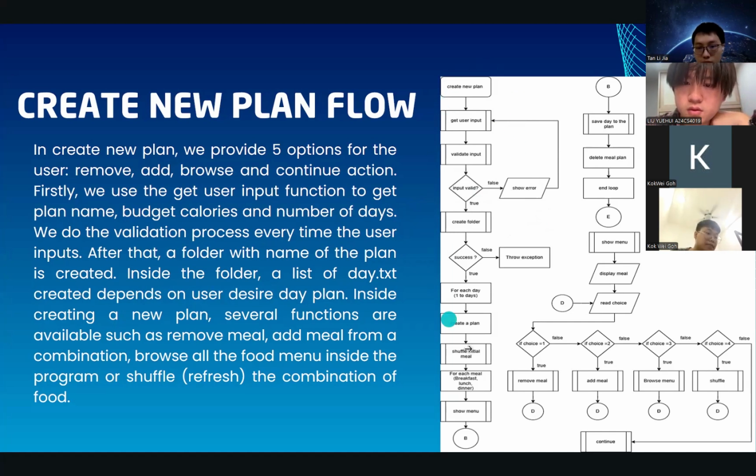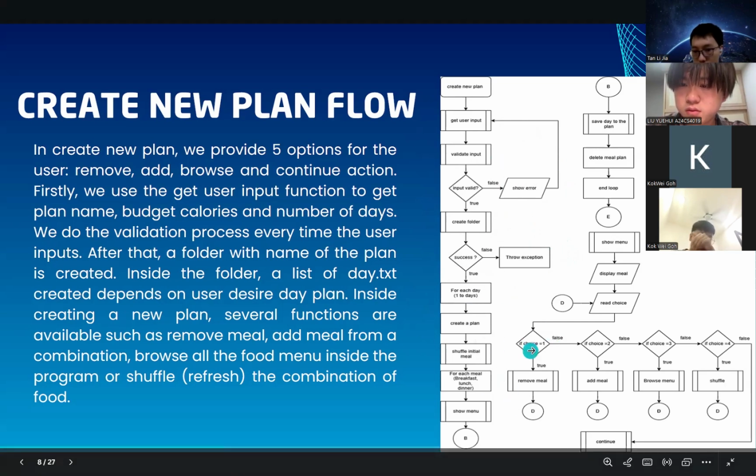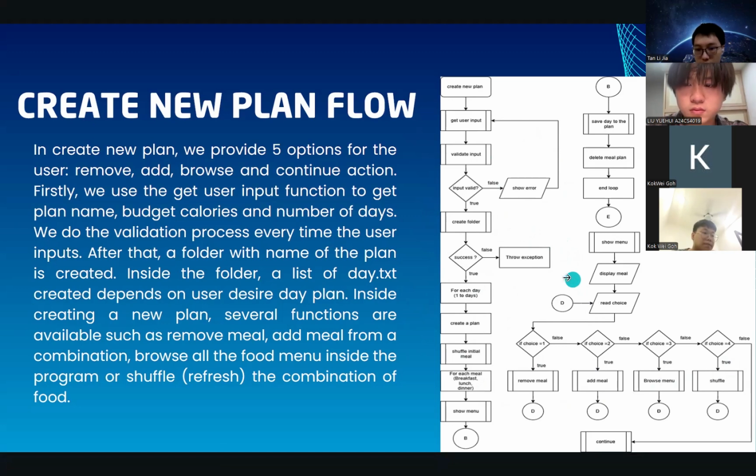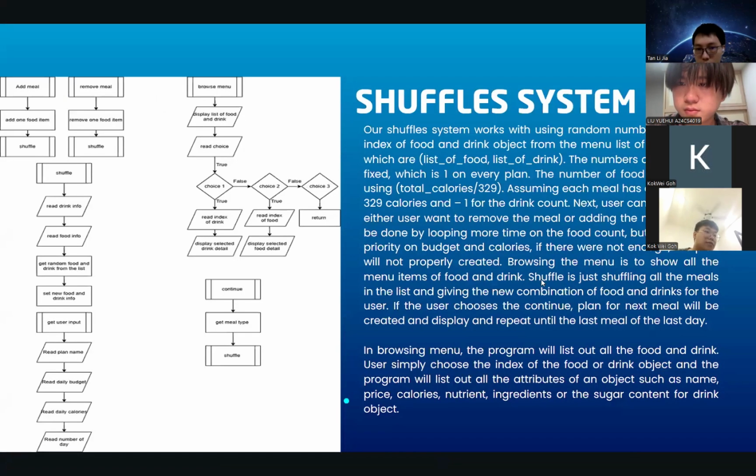So how does the workflow work? First the program will prompt the user for input, and then the program checks if the plan name already exists. If it exists, then it shows an error and lets the user try again. If it does not exist, it creates a folder, and inside the folder there will be the custom day plans determined by the user. When the plan is created, the user can choose these functions: remove, add, browse menu, or shuffle.